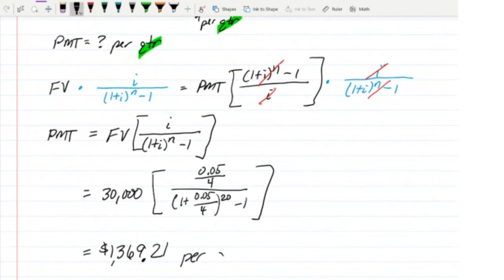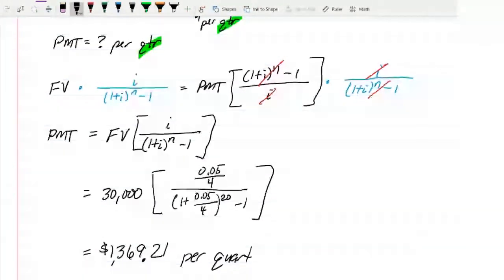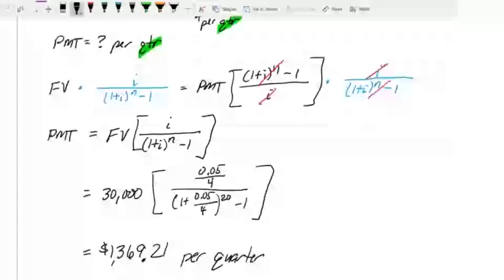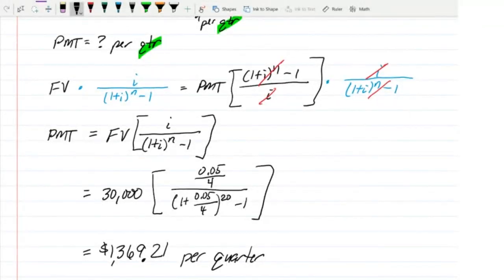And this is a per quarter payment. Remember, the time units must match, and this is per quarter. And you want to say, Professor, what if I wanted to make that a per month payment? I know my bank account only is going to calculate this per quarter, but I want to put this in my monthly budget. Well, there are 4 months per quarter, so I can divide that number into 4 pieces. That's perfectly fine. After we've done the calculation, the time units no longer have to match.